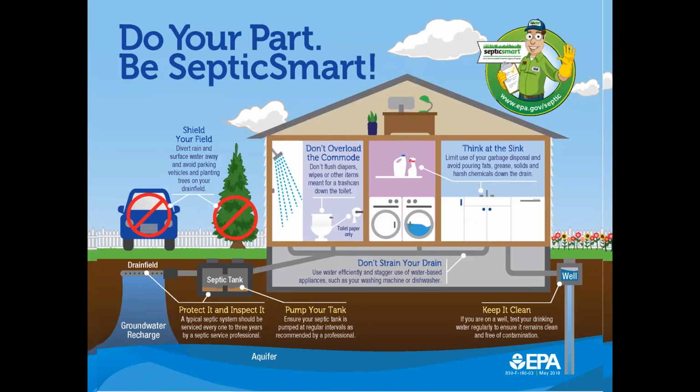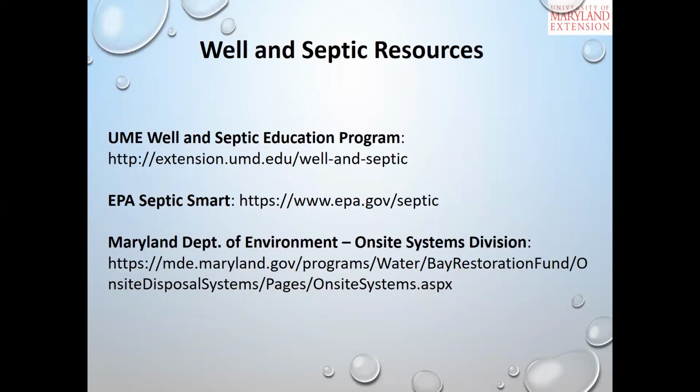EPA has a great website on septic systems, and they have a program called Septic Smart, which provides some really good information, reminders on what you should be doing to help maintain your system, to help maintain groundwater quality. So with that, I'll end with this. There's a wealth of information on EPA.